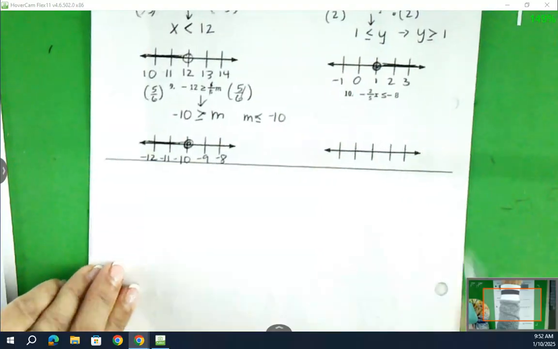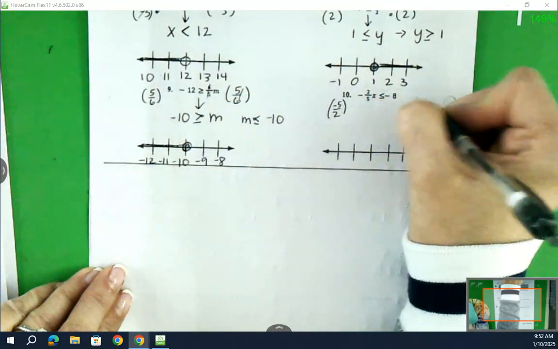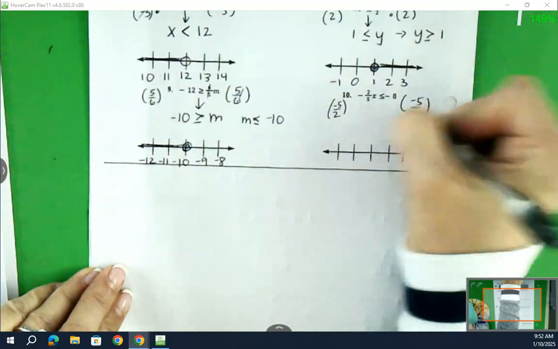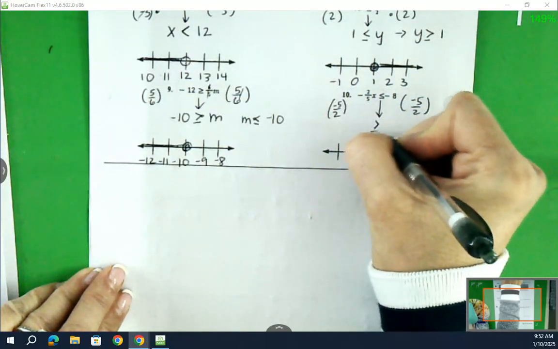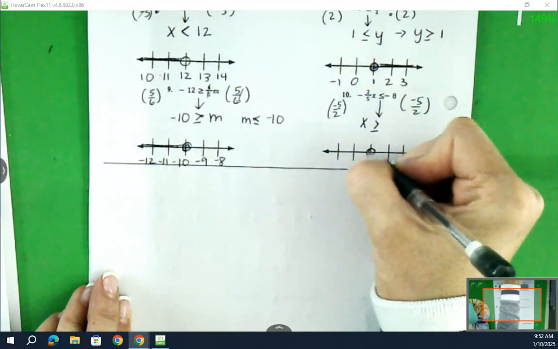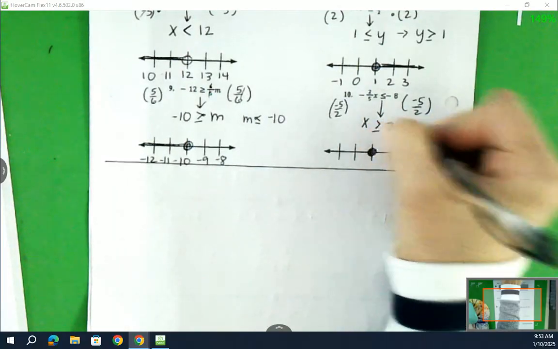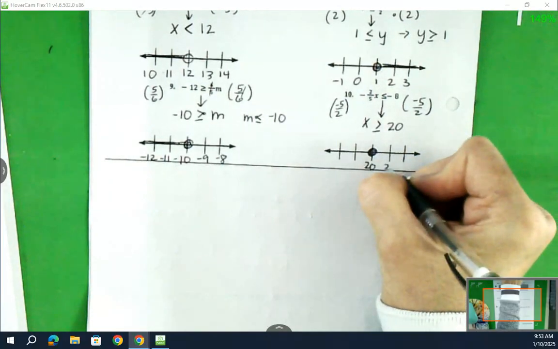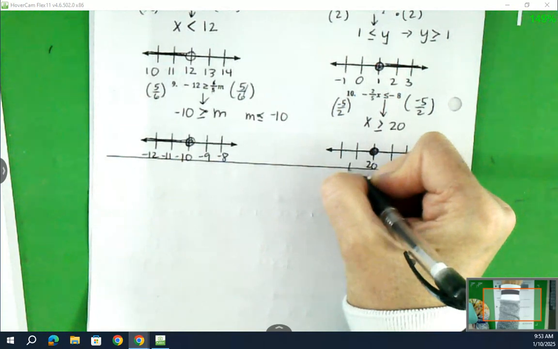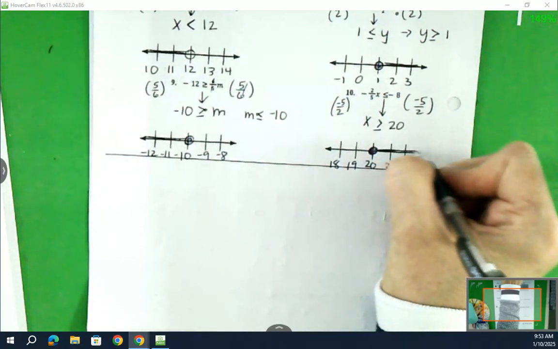Okay, last number 10. We have -2/5, so we're going to multiply by -5/2. Again, we're multiplying by a negative, so our sign switches direction. And we have x is greater than or equal to. Negative times a negative is positive. We have 20 here. So 20 goes in the center, 21, 22, 19, 18. And x is greater than or equal to, so shading to the right for greater than.